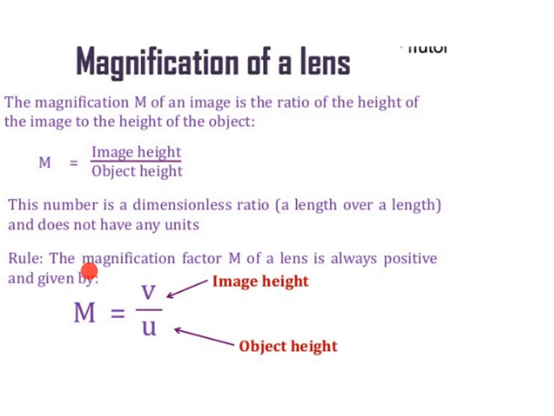So what is the formula? The magnification factor m of a lens is always positive, and is given by capital M is equal to v upon u. What is v? v is the image height. And what is u? u is the object height.